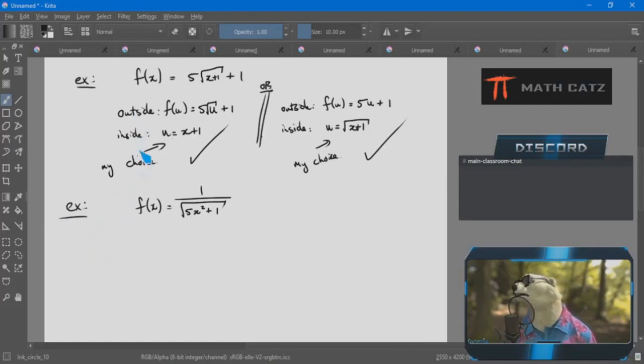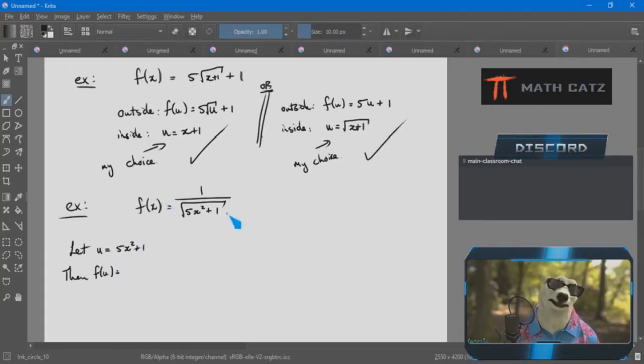I'm going to write it in another way. Often we are going to write, because it's a choice, I'm going to say, okay, let's say u is 5x squared plus 1. That might be your first choice. Then my outside function has to fit that so that I get the given function, the original, back.